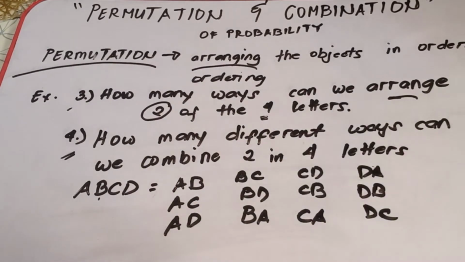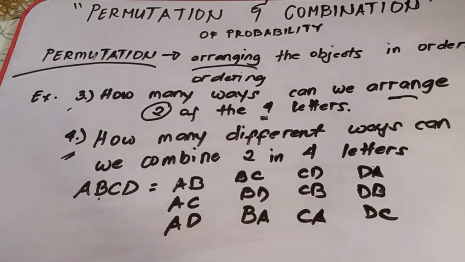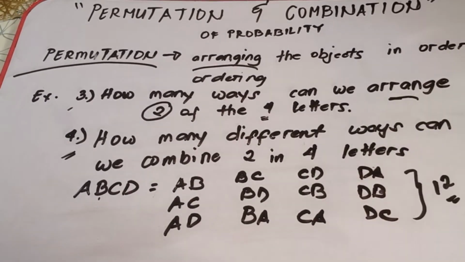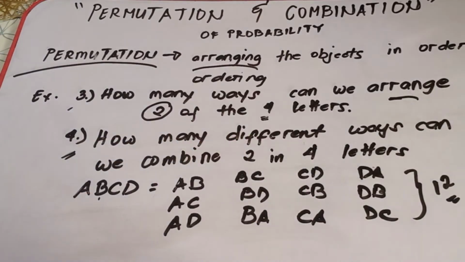So, those are the possible groups that we can get when we have 4 letters. How many are there in all? 1, 2, 3, 4, 5, 6, 7, 8, 9, 10, 11, 12. Okay, so in our example number 3, our answer is 12. So how about in example number 4? How many different ways can we combine 2 in 4 letters?